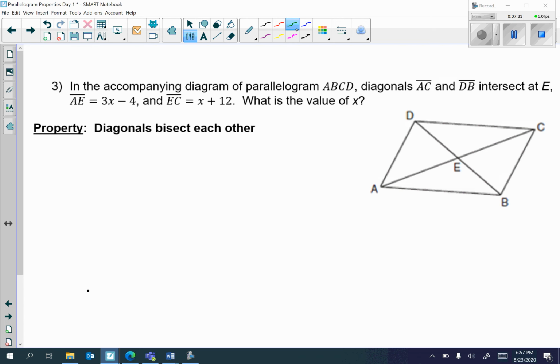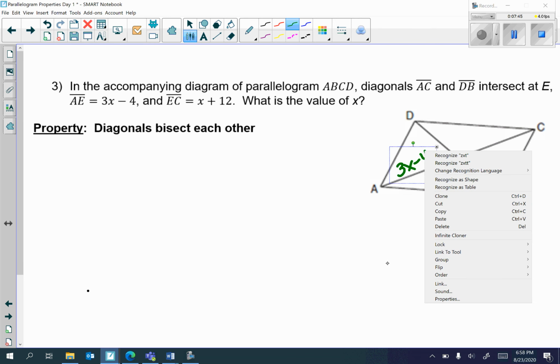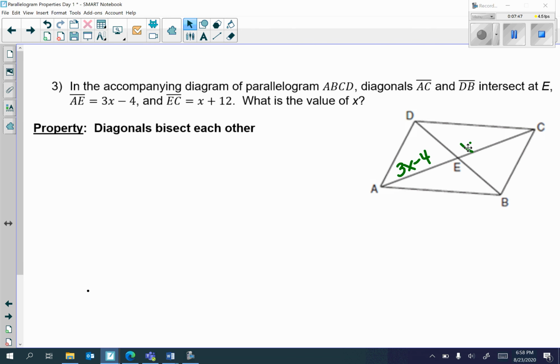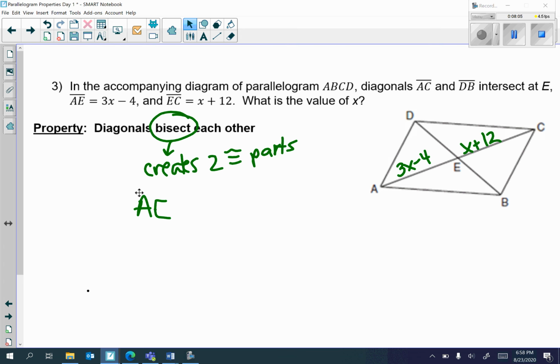Number 3. In the accompanying diagram of parallelogram ABCD, diagonals AC and DB intersect at E. AE is 3x minus 4. Always label your diagram. And EC is x plus 12. What is the value of x? Notice that diagonals bisect each other. Bisect means creates two congruent parts. So therefore, AE is congruent to CE, meaning I could set them equal to each other. 3x minus 4 is equal to x plus 12.